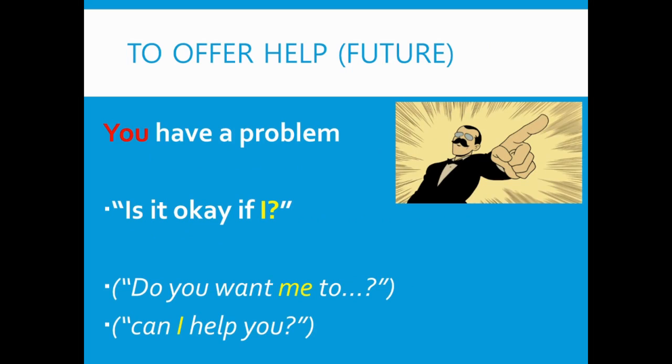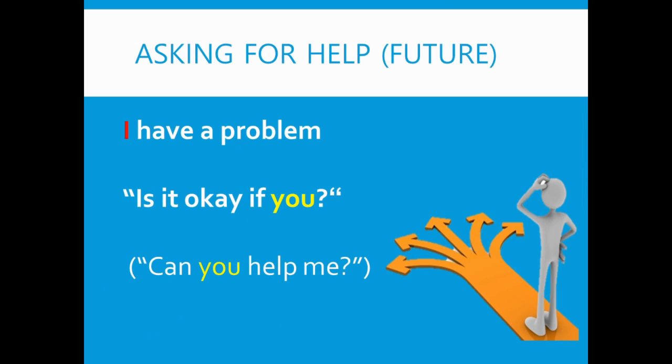To offer help. You have a problem. In this situation, I will say, "Is it okay if I?" "Do you want me to?" or "Can I help you?" have the same meaning. Someone else. I have a problem. Is it okay if you? Can you help me? These are the two ways to use this phrase.